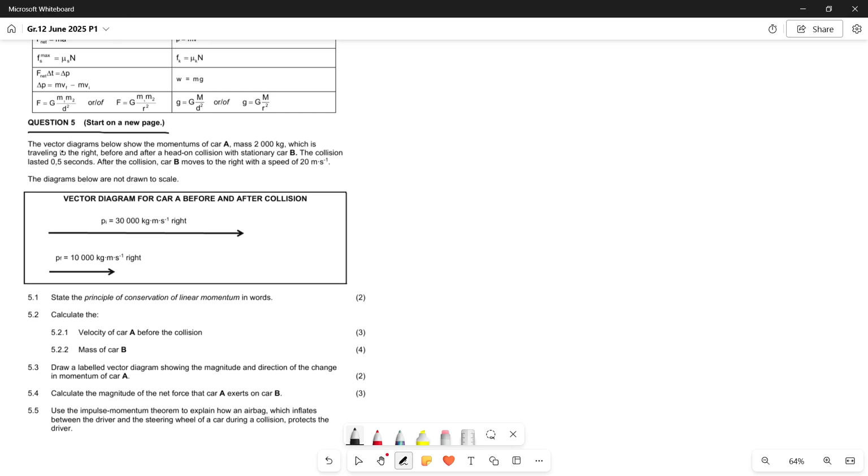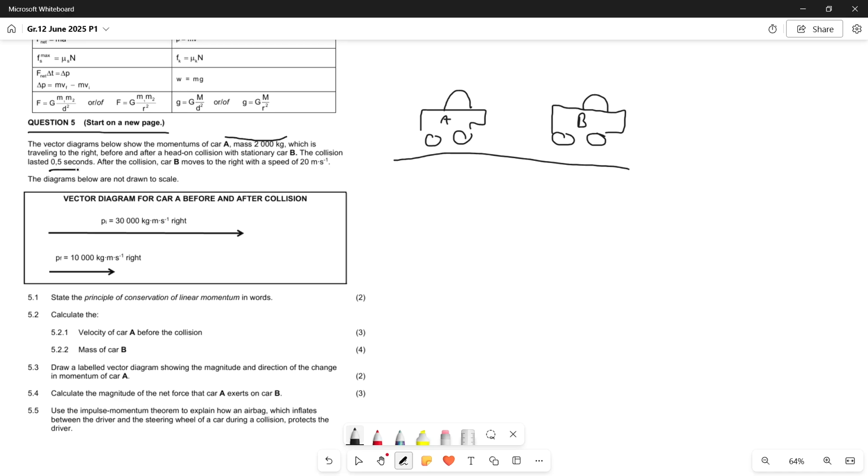So question 5 says, the vector diagrams below show the momentums of car A, mass 2,000 kilograms, which is traveling to the right, before and after a head-on collision with stationary car B. Cool. Then it says the collision lasted 0.5 seconds. Okay. After the collision, car B moves to the right with a speed of 20 meters per second to the right. Okay. So the diagrams below are not drawn to scale.